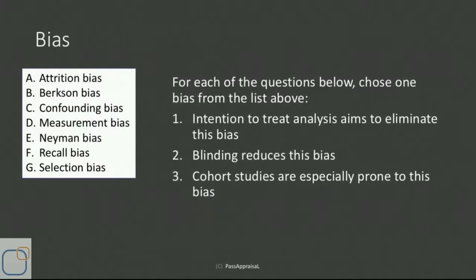Okay, so we now see an EMI here. You have choices between A and G, various types of biases given, and you have three questions. Intention to treat analysis aims to eliminate this bias. Which bias is eliminated by intention to treat analysis? Blinding reduces this bias. That's question 2. Cohort studies are especially prone to this bias. That's question 3.